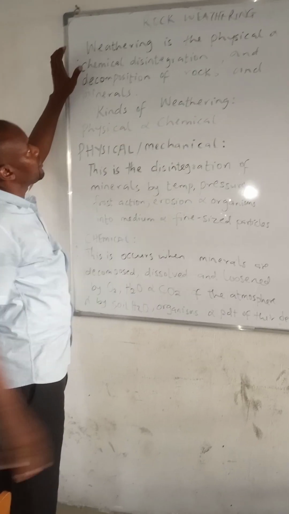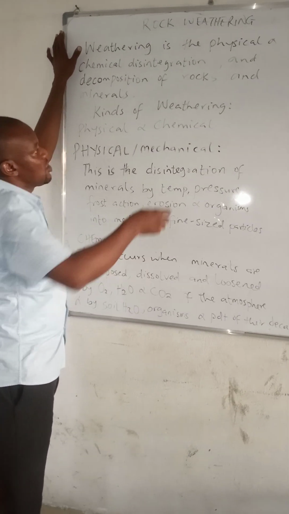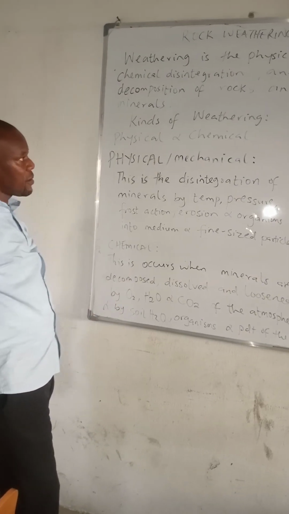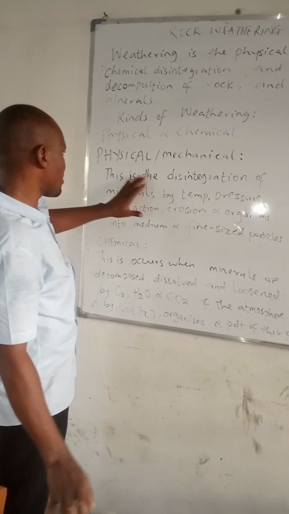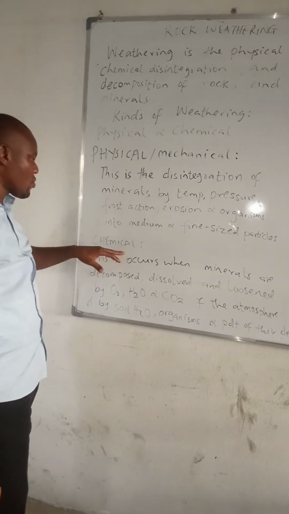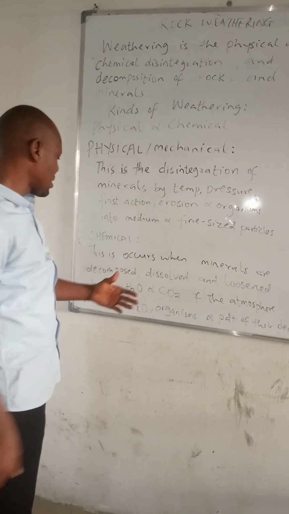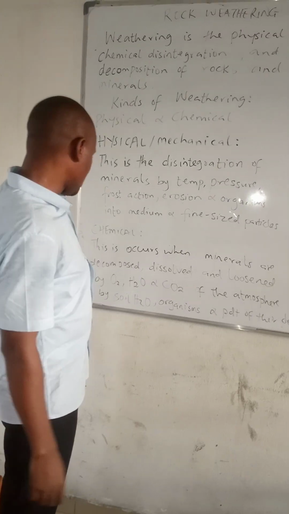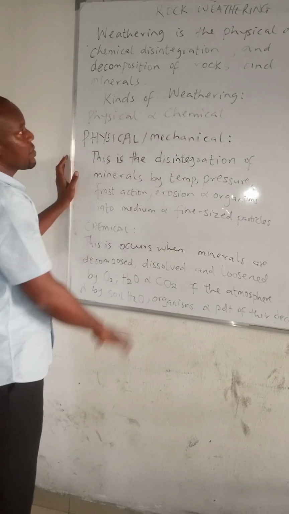Physical weathering involves disintegration of rocks into finer particles, whereas chemical weathering involves decomposition of the mineral component of the rock. Physical weathering is all about disintegration of rock by temperature, pressure, and so on into finer particles, whereas chemical weathering occurs when minerals are decomposed, dissolved by water, carbon dioxide, and oxygen. This is the main difference between physical and chemical weathering.